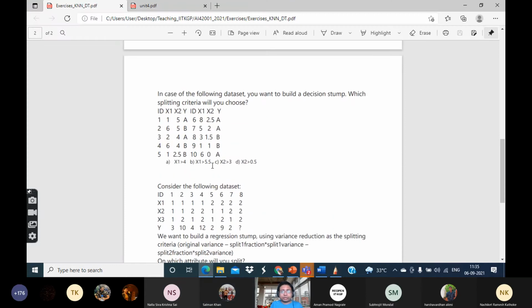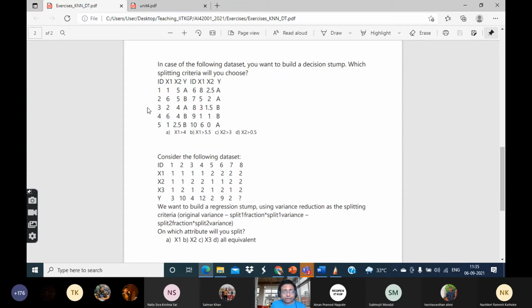Now let's come to the decision tree. Here you have 10 points, and each of them is 2-dimensional. Basically, what you have to do is build a decision stump. As you can see, it's a binary classification problem only, because y takes only 2 levels, A and B. But the features x1 and x2 seem to take real numbers, that is, values like 2.5, 1.5, etc.